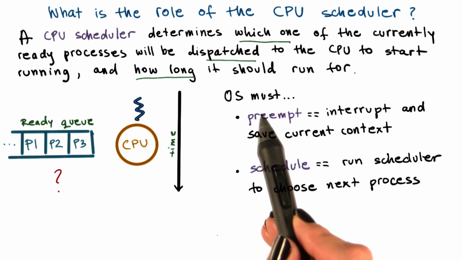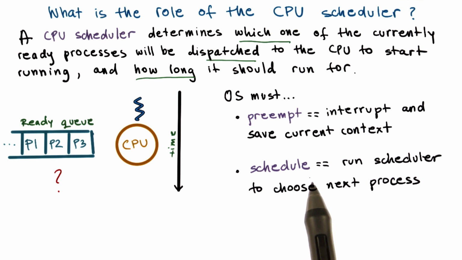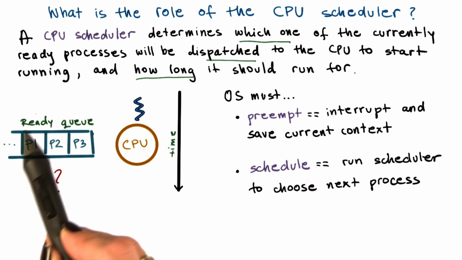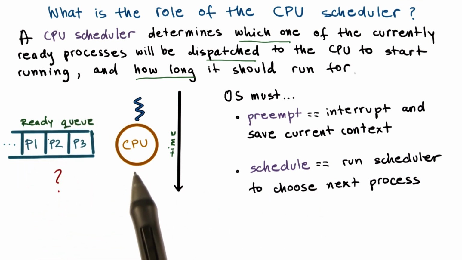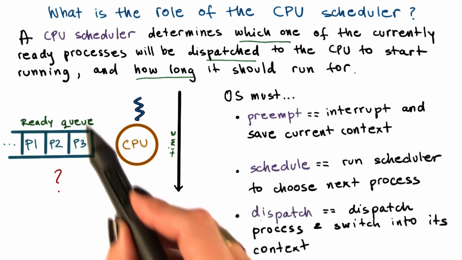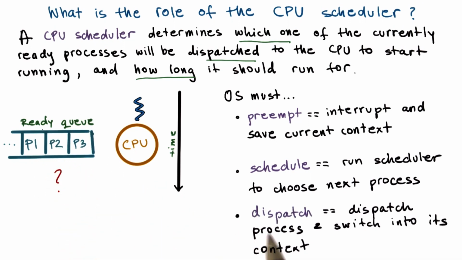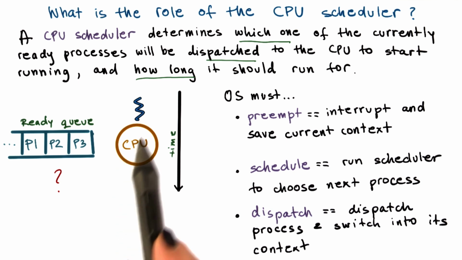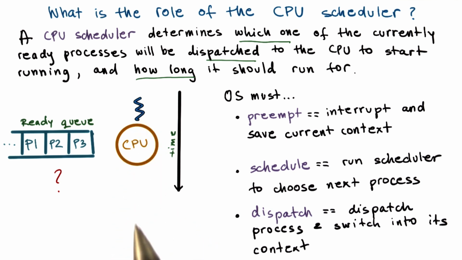Then the operating system must run the scheduling algorithm in order to choose one of the ready processes that should be run next. And finally, once the process is chosen, the OS must dispatch this process onto the CPU and switch into its context so that that process can finally start executing.